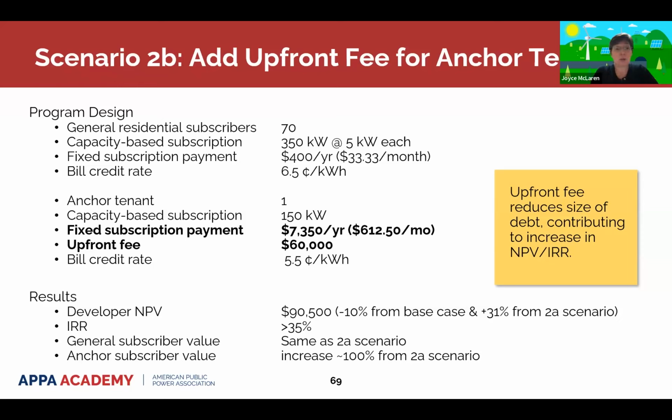It's feasible that you could identify an anchor tenant that's willing to pay more, and so you wouldn't necessarily have to charge them less for the subscription. This is just the example that we've used here, but of course you can search for an anchor tenant that is willing to pay the same as a residential customer potentially. So just wanted to point that out. Absolutely.